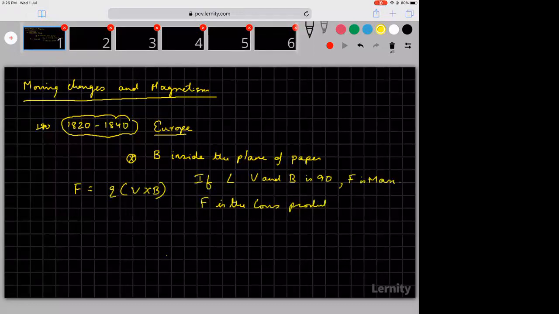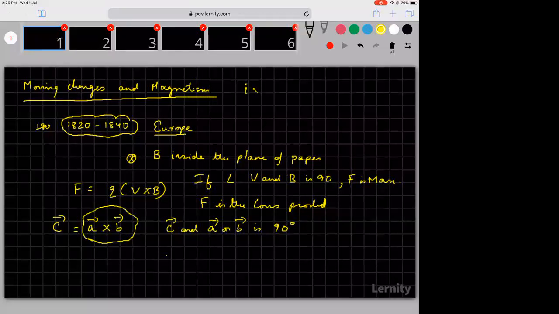Okay, now suppose you have a vector A and you have a vector B and you do A cross B. C vector is equal to A cross B. The angle between C vector and A vector or B vector is 90 degrees. That means the cross product is always 90 degrees to the original vectors. So if I do i cap cross j cap, it will give me a vector which is perpendicular to both. So k cap is perpendicular to i cap and k cap is perpendicular to j cap. So this force vector is perpendicular to velocity.